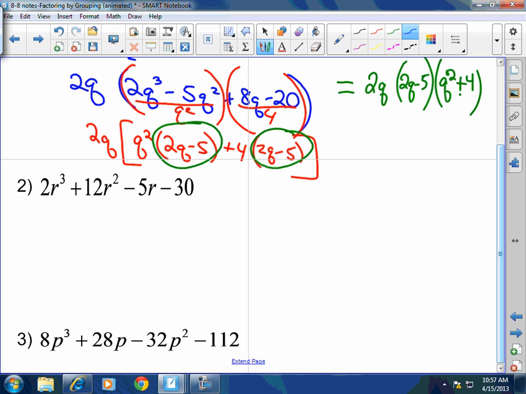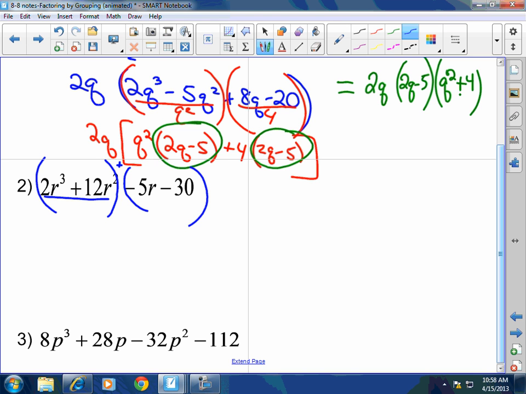Next, number 2. Can I factor out a GCF? No. So I'm going to have to go straight to grouping. Now please pay attention to this. I take the first 2 and the second 2. Notice how I included the negative of the 5r. Notice that. You with me?